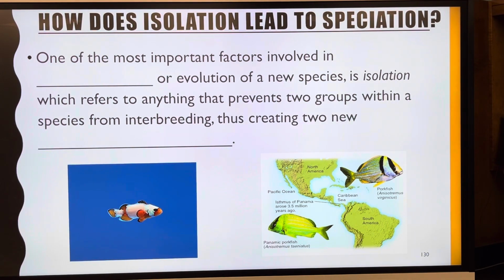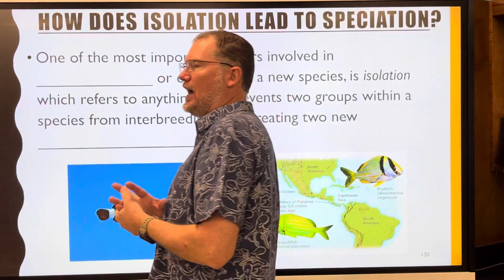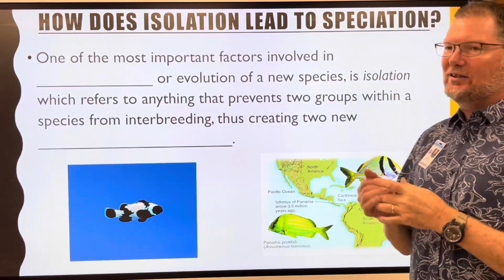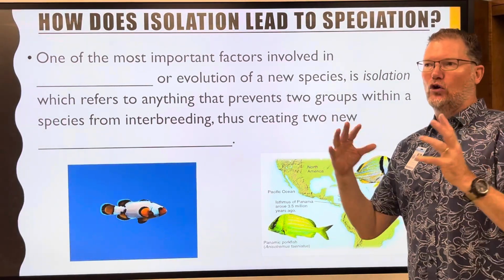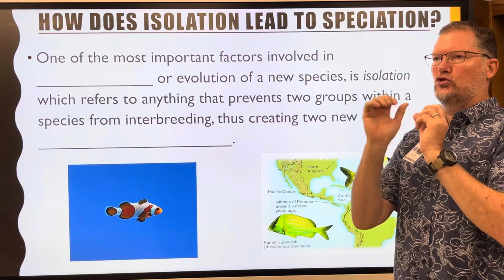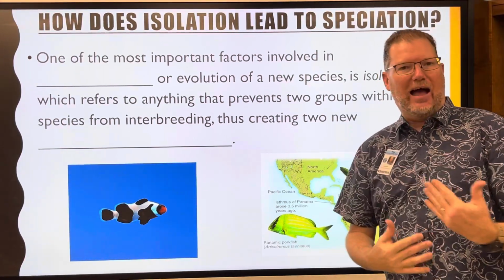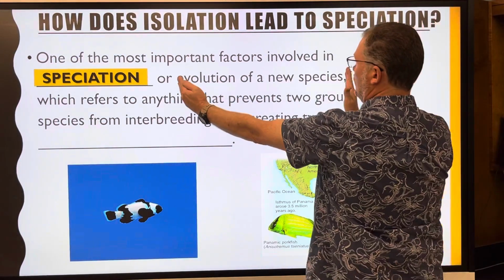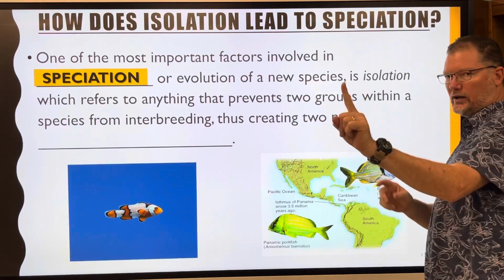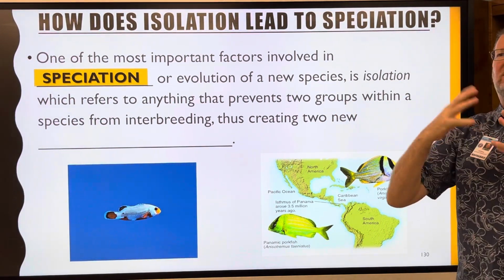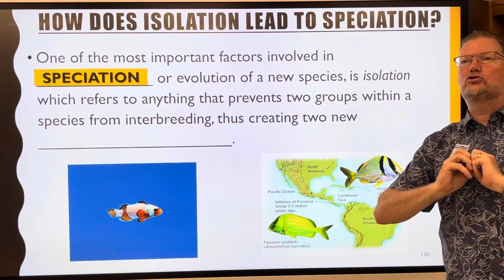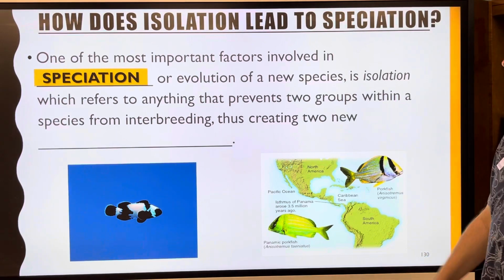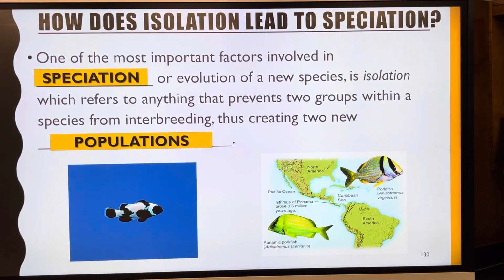So how does isolation lead to speciation? This is one of my favorite parts because I love the fact that we can see this happening with Darwin's finches and many other different types of organisms. We can see speciation has occurred because they're so closely related, but their beaks are different, or their shells and the tortoises are different, or things like that, okay? So one of the most important factors involved in speciation, or evolution of a new species, that's the definition of speciation, evolution of a new species from one individual, is isolation. So something isolated it from the other population, which now allowed them to adapt and evolve, okay? Anything preventing two groups within a species from interbreeding, thus creating two new populations.